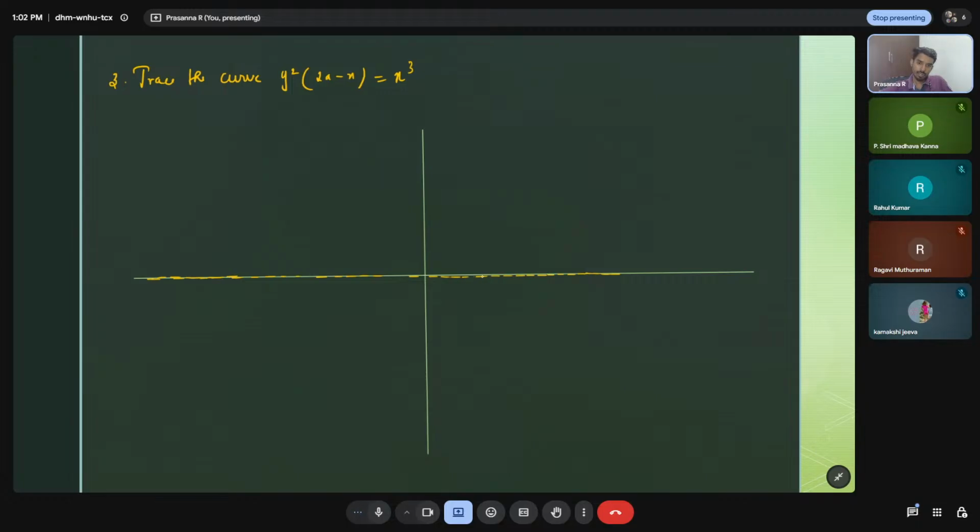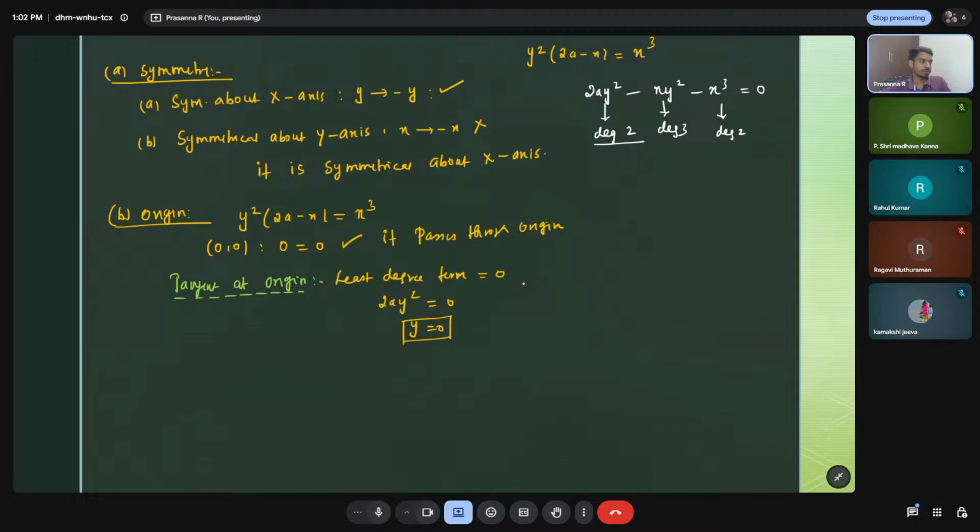For asymptotes parallel to x-axis, equate the coefficient of the highest power of x to 0. For asymptotes parallel to y-axis, equate the coefficient of the highest power of y to 0. Whenever I say equate, equate the coefficient. But for tangent at origin, the least degree term is equal to 0. Right? Now intercepts.